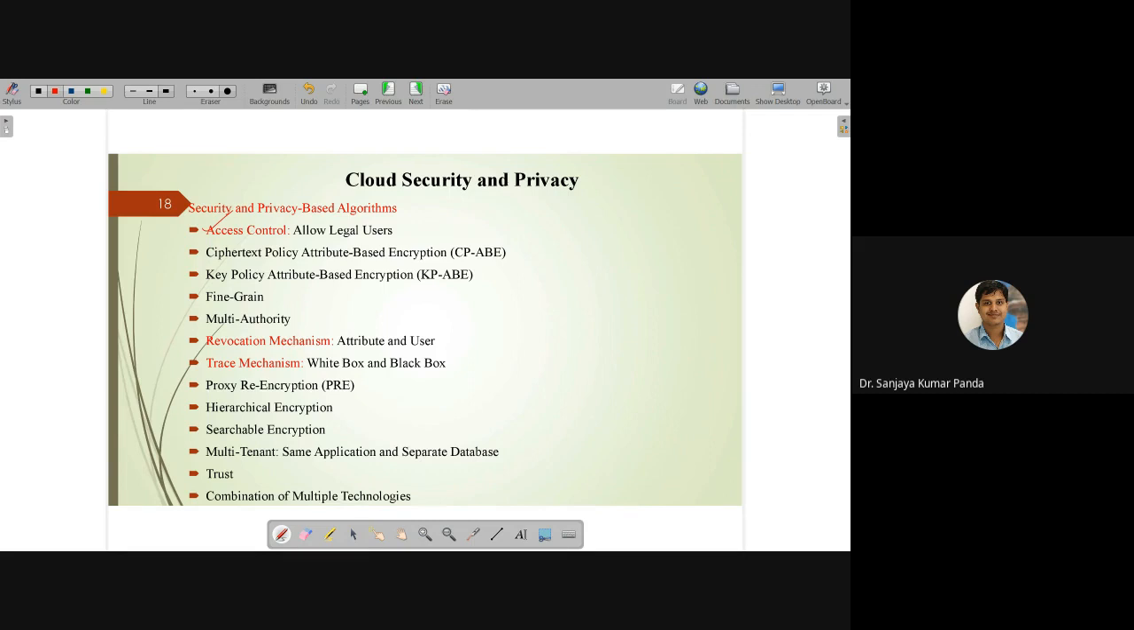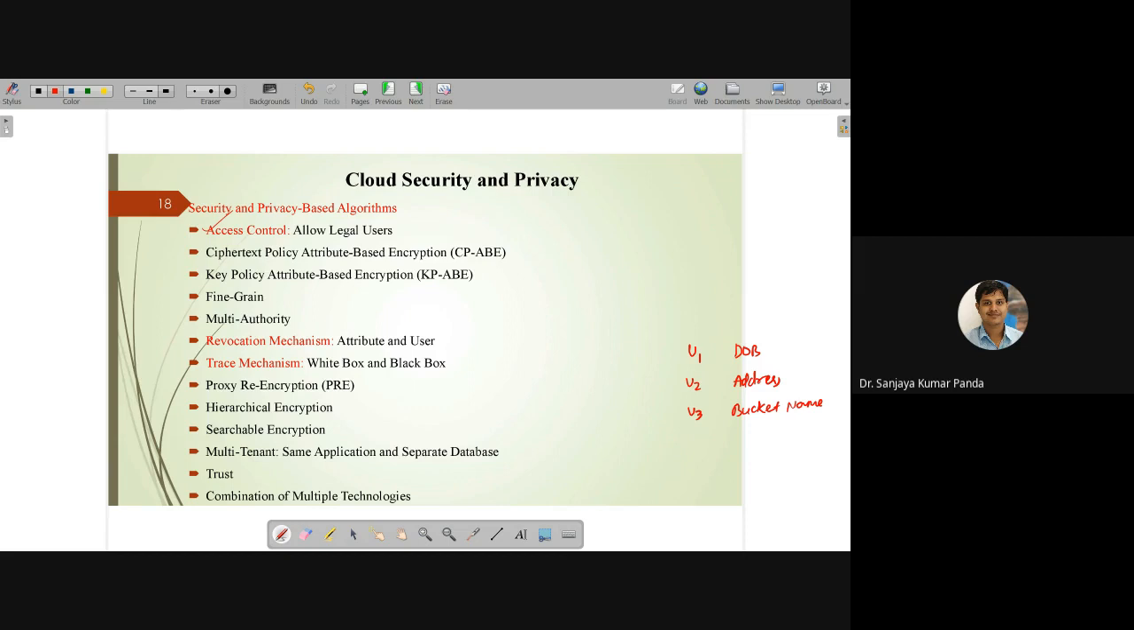Similarly, there is a fine granularity method. You can say there are coarse granularity methods too. Multiple authority methods are also there, right? Like that, there are a lot of methods we have in security and privacy-based algorithms. Similarly, we have revocation mechanisms. You can retrieve the data through a particular attribute and user. For example, user one has the attribute date of birth. User two has address. User three has data related to, let's say, the bucket name. So you can retrieve your data by using attribute as well as user.